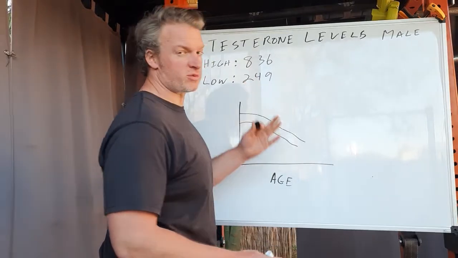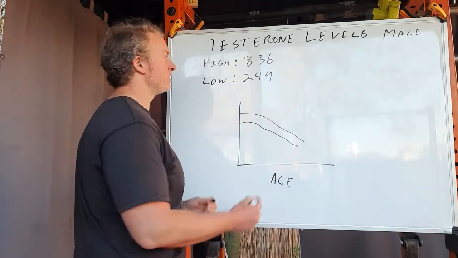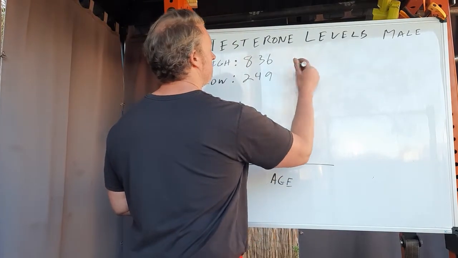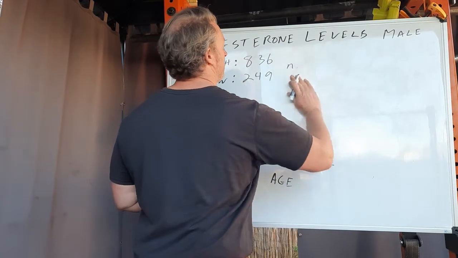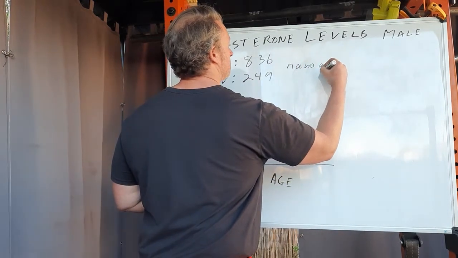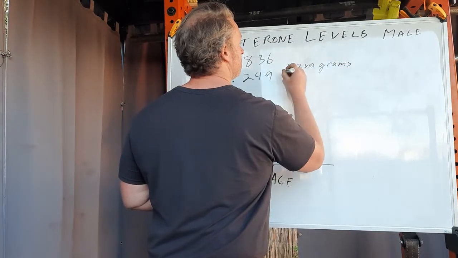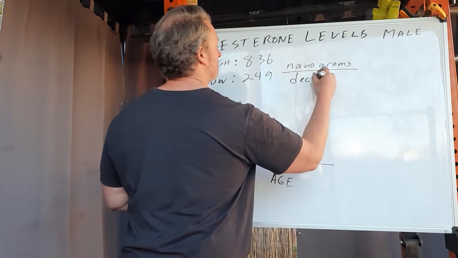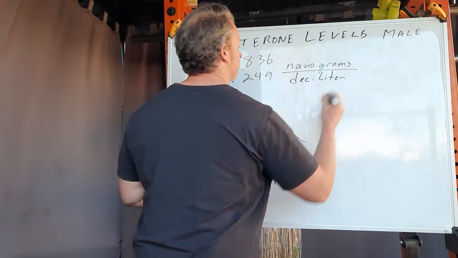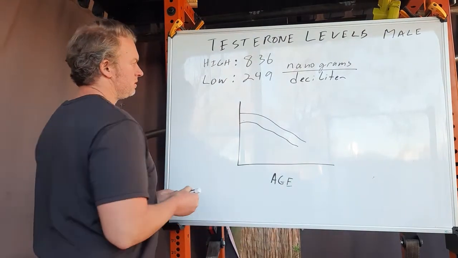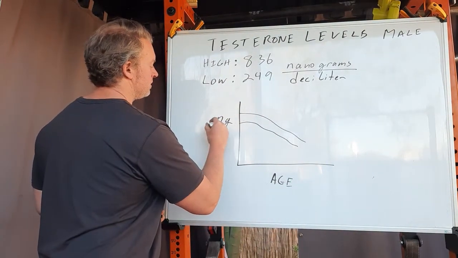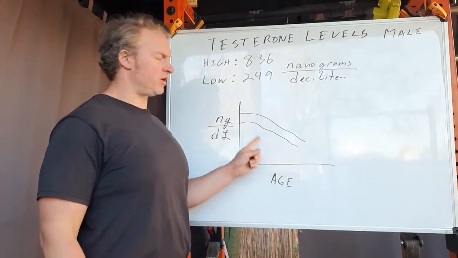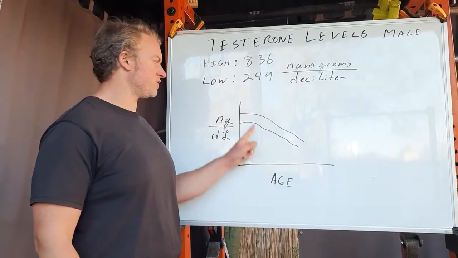Now, these numbers are pretty useless because they don't have the units attached to them. Both of these have the same units because one's the high, one's the low. Nanograms. Let me write that all out. Per deciliter. I hope I'm spelling that right. So this is a rough graph trying to show the nanograms per deciliter over your age.